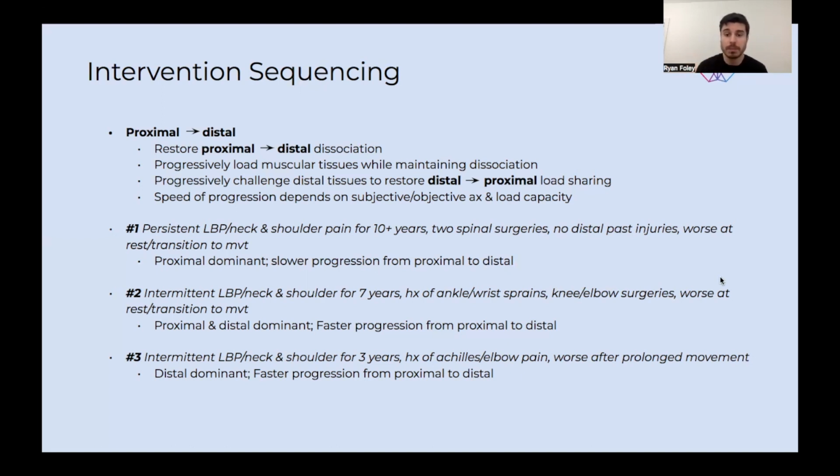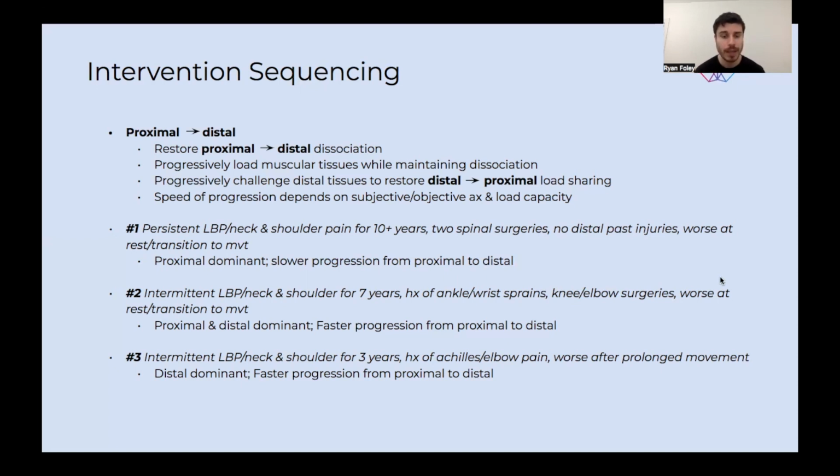But because of their symptoms being worse at rest still, we may still have to do quite a bit of work proximally, to restore those local load sharing capacities. Okay, so we'll be interested in both proximal and distal behavior here more, but ultimately we're likely going to progress from proximal to distal at a faster rate here.